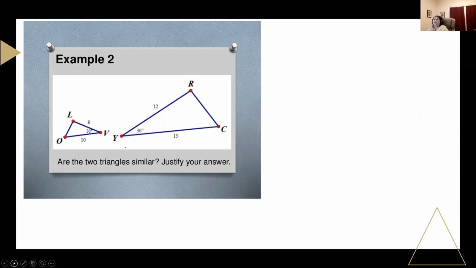So do you see here how the 30 is on this side here, but it's flipped over here? Do you see how they flipped it? It's not facing the same direction, is it? So we have to be careful when we're trying to decide which ones are the corresponding sides. So we have 12 and 15, we have 8 and 10. Let's look at the smaller number here. Which one's the smallest side on this triangle?